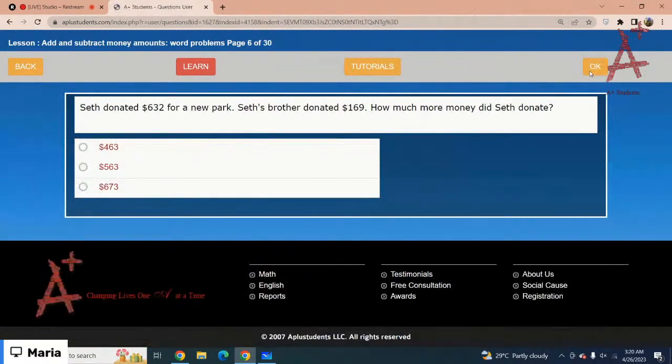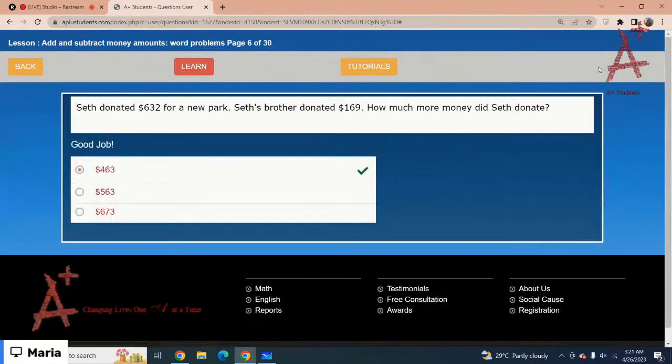Okay, Seth donated $632 for a new park. Seth's brother donated $169. How much more money did Seth donate? You have to subtract the money Seth's brother paid from the money Seth paid. You need to do 632 minus 169. Got it? It would be $463. When you subtract them, it makes $463. So the correct option is $463.